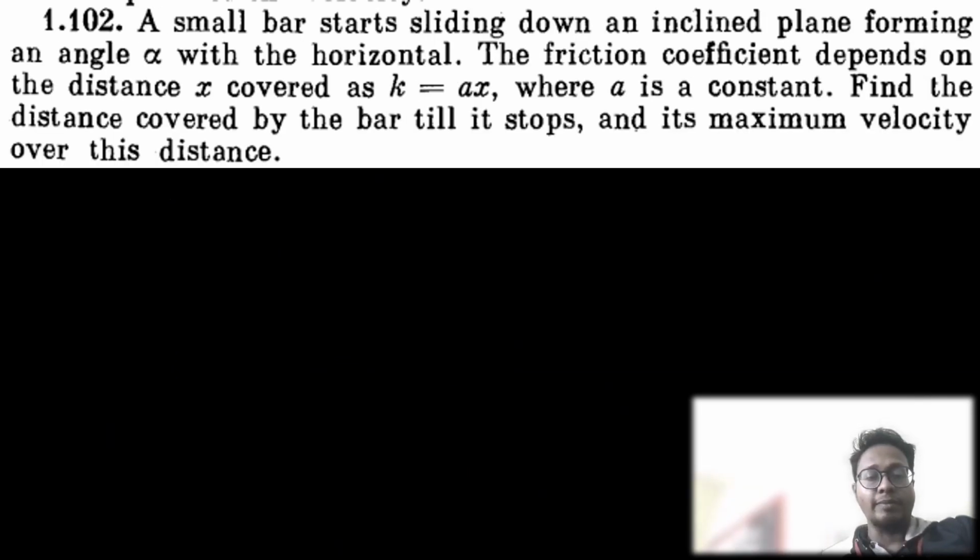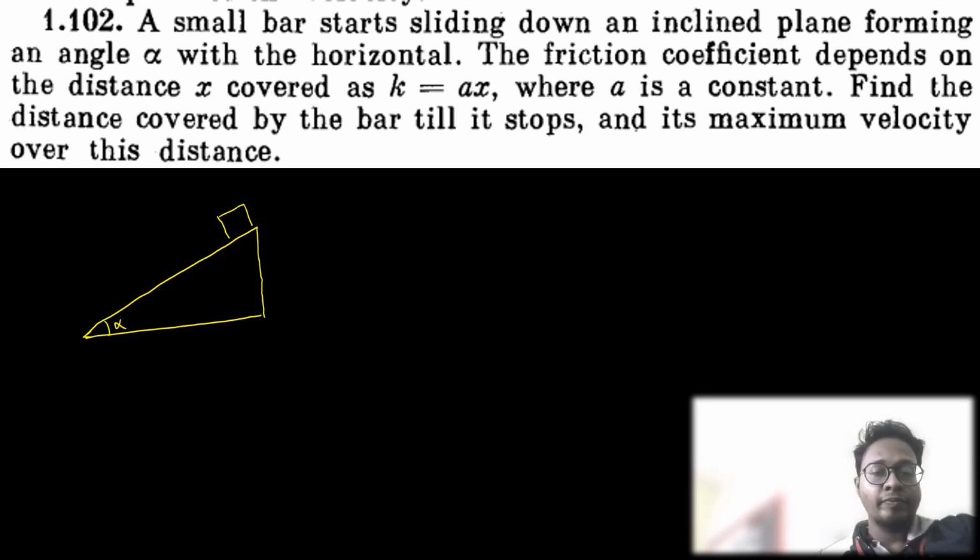In this question, there is an inclined plane. The angle of the inclined plane is alpha. Now a block is kept here, and this is considered to be the origin. Here, this direction is x, and perpendicular to x is y.